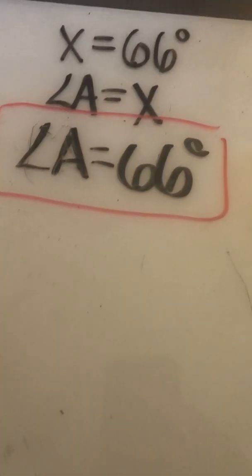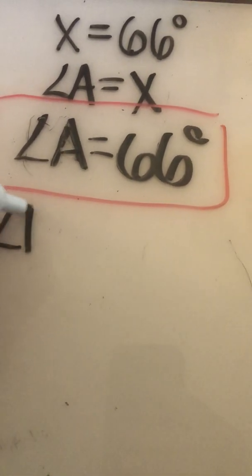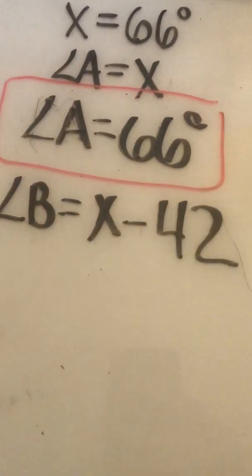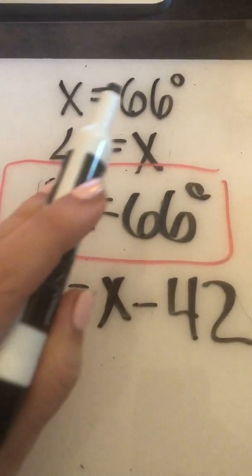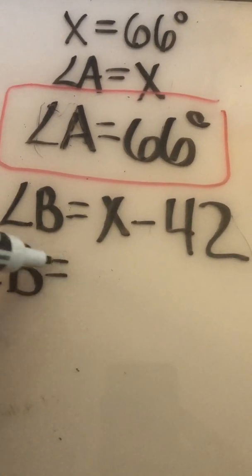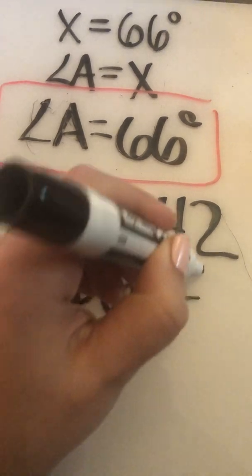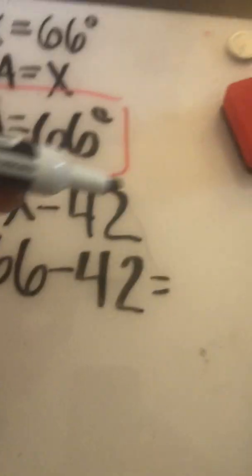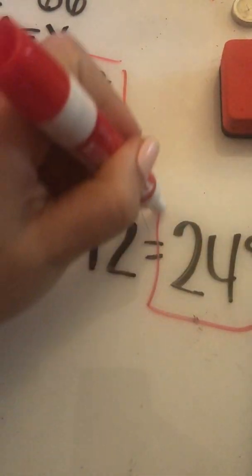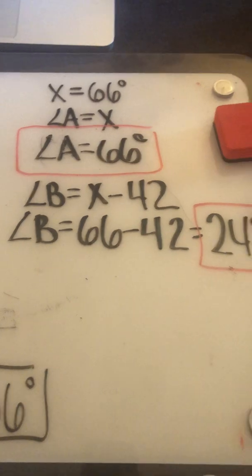And angle B was equal to x minus 42. So I'm going to plug in 66 for x. So angle B equals 66 minus 42. And that's going to give me an answer of 24. So I now know that angle B is equal to 24.